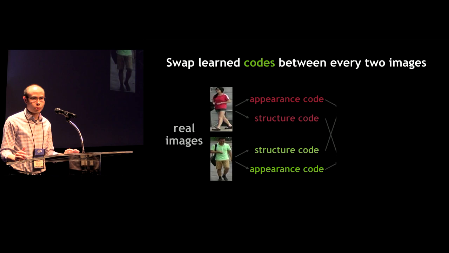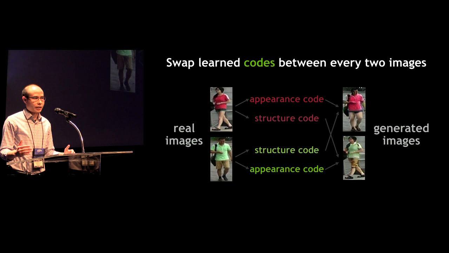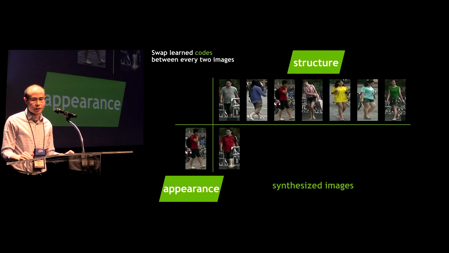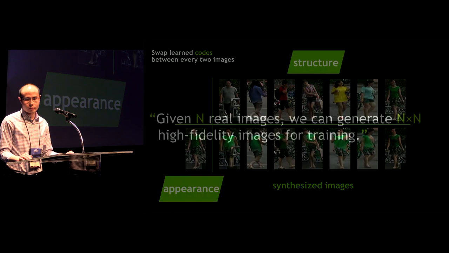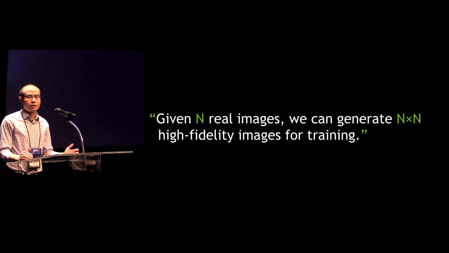In this way, the variants of our generated images are more explainable and constrained in the existing contents of the real images. This largely eases the generation complexity and ensures the generation realism. Here we show more examples of our synthesized images. For each pedestrian providing the structure code, we can keep the pose, the background, the body size pretty well, and only make change to the clothing. This way, we can quadratically increase the training data. Given n real images, we can generate n by n high fidelity images for training.